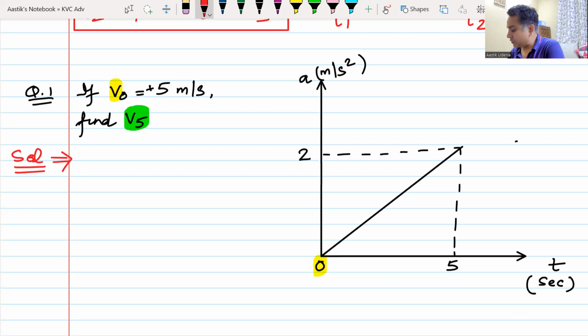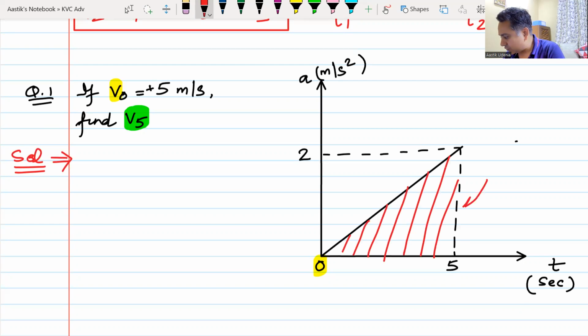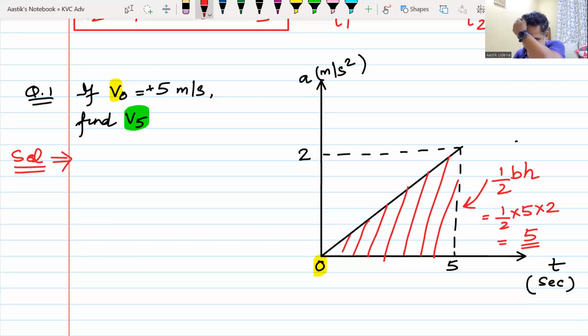Okay. The first thing you have to do is to find the area under this graph. This area. I guess all of you can find it out. This is half into base into height. Half into 5 into 2. So this area is 5. Do you understand this? Yes or no, my dear friends?